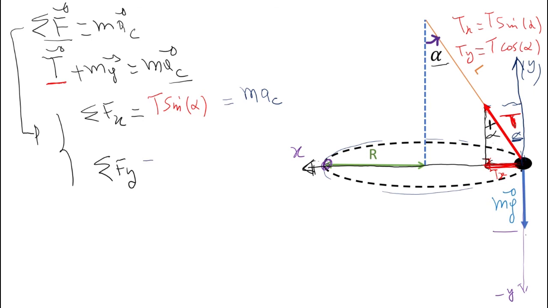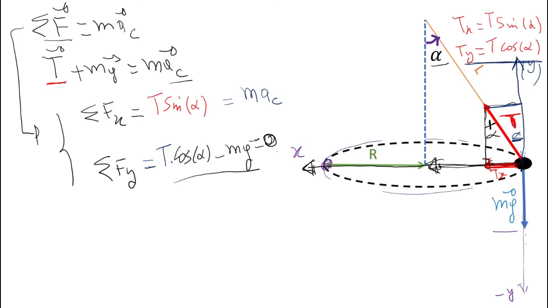Now on the vertical axis, what do we have? We have Ty, which is the projection of T on the y-axis. We call it Ty, and we say Ty is just T cosine of alpha. And mg is downward, so it will be minus mg. And this equals 0, because remember, the acceleration is centripetal, in the x-axis. There is no vertical acceleration. This is why the sum of Fy equals 0.